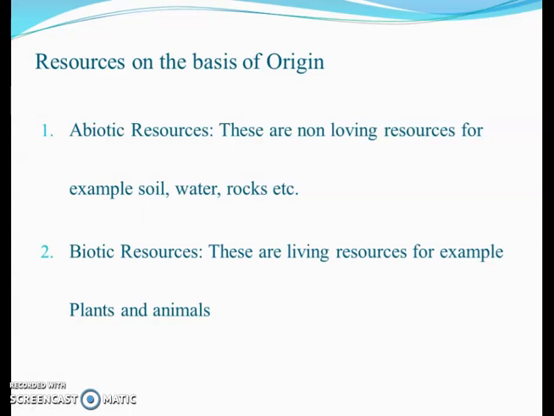Resources on the basis of origin. On the basis of origin, we can classify resources into two parts: abiotic resources and biotic resources. Abiotic resources are those resources which are obtained from non-living things. These are non-living resources, for example soil, water, rocks, etc. But biotic resources are those resources which are obtained from living organisms, living things. These are the living resources, for example plants and animals.